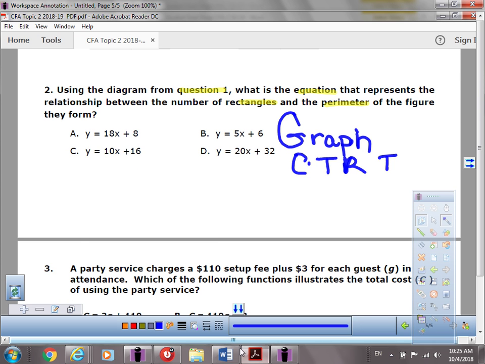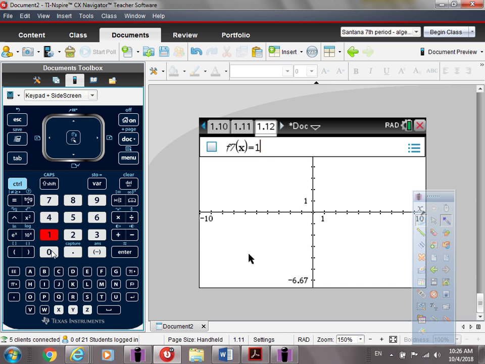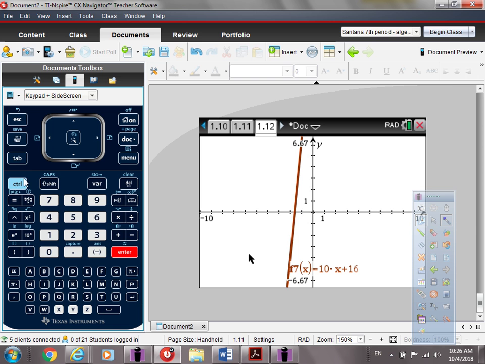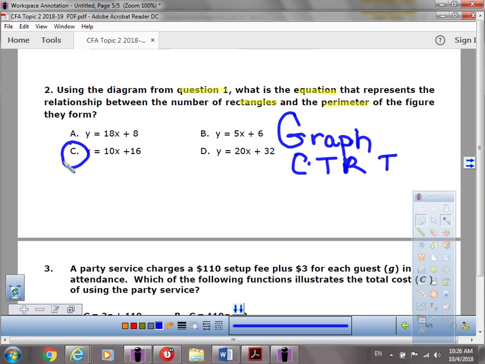So let's see if it's C. I want to say that I remember it being C. All you had to do is graph it. So right here, 10x plus 16. Maybe I'm wrong. I think I'm wrong. Control C. No, I'm right. Right, 1 is 26, 2 is 36, the third rectangle was 46. So yeah, the correct answer was C.